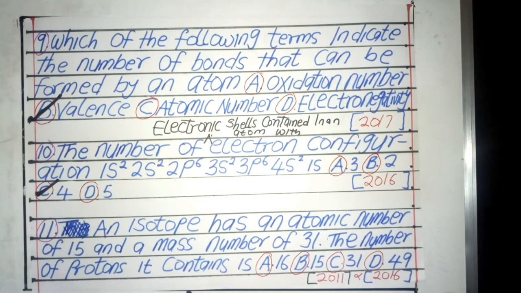We know that atomic number is the same as the number of protons. So once you know the atomic number, automatically you've known the number of protons. In this question, we are given atomic number as 15. So since the atomic number is 15, that means the number of protons it contains will also be 15. So the answer to this question is B.